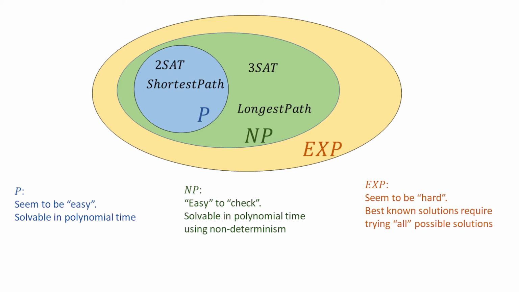And for longest path, if you gave me a path from S to T that was of a certain length, I could check that that was going to be a path of at least length n that went from S to T very easily. I could just follow that path to make sure it was a valid path from S to T in the graph and check that its length was long enough. So NP problems are the ones that are easy to check, is sort of how we intuitively think about that.